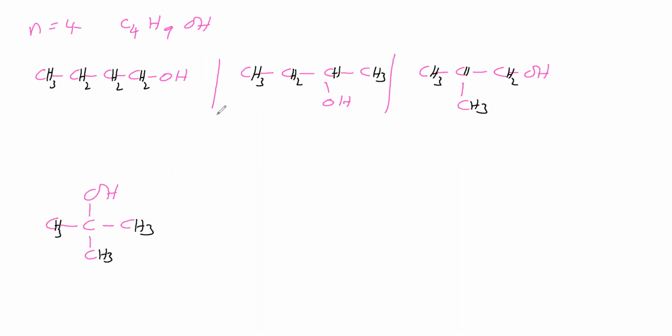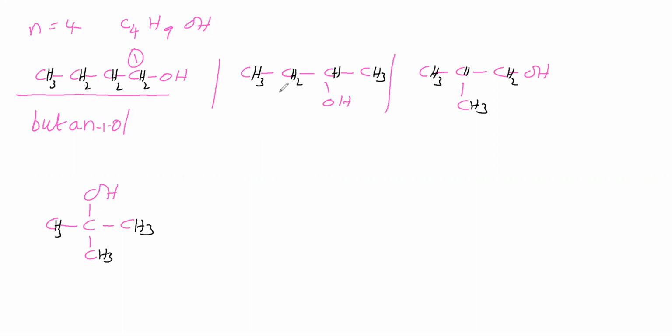Now let us say the IUPAC names for these compounds. First we will select the parent chain in each case. Here the parent chain is this. This parent chain contains 4 carbon atoms. Therefore, we can say but is the root word, the primary suffix is en, and the secondary suffix is ol. Then let us give numbering. Here number 1 we will give. Therefore, the alcohol position is the first position.